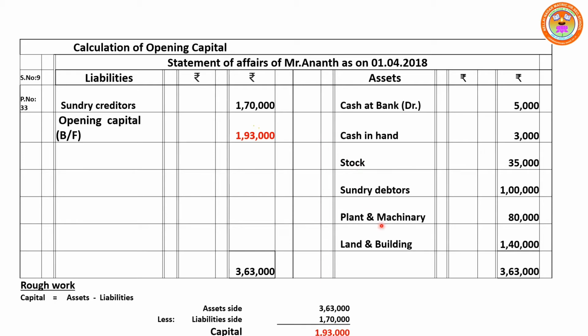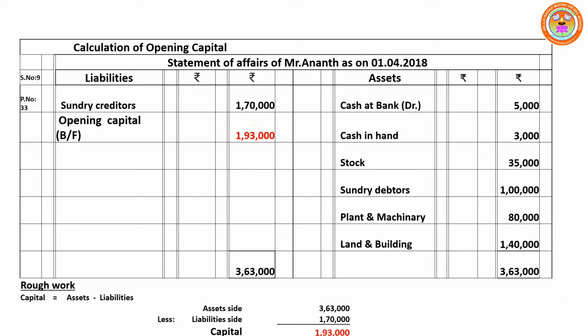Now put the total under asset side. Asset side total 3,63,000. Liability side only one item, sundry creditors 1,70,000. So subtract these two amounts. We got 1,93,000. We found opening capital 1,93,000. So inside the bracket, you have to write balancing figure. In this step, we found opening capital.